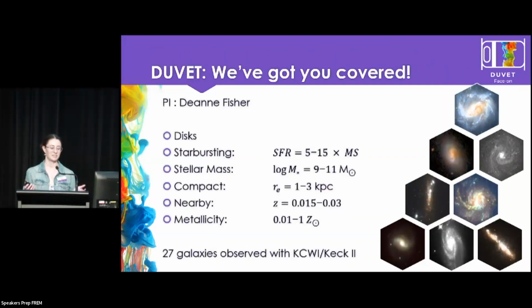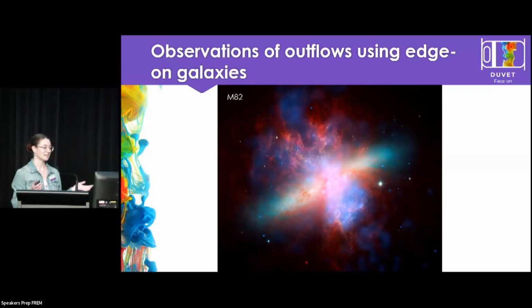And so this is where DUVET comes in. DUVET is a sample of starbursting disk galaxies in our local universe. They are chosen to be 5 to 15 times the main sequence value. They're compact and they're nearby. So they fit really well into the field of view of KCWI, which is an IFU on Keck. And so we have 27 galaxies observed with KCWI, both face-on and edge-on. Because we have IFU observations for them, this means we have hundreds of sightlines for each galaxy at sub 500 parsec resolution.